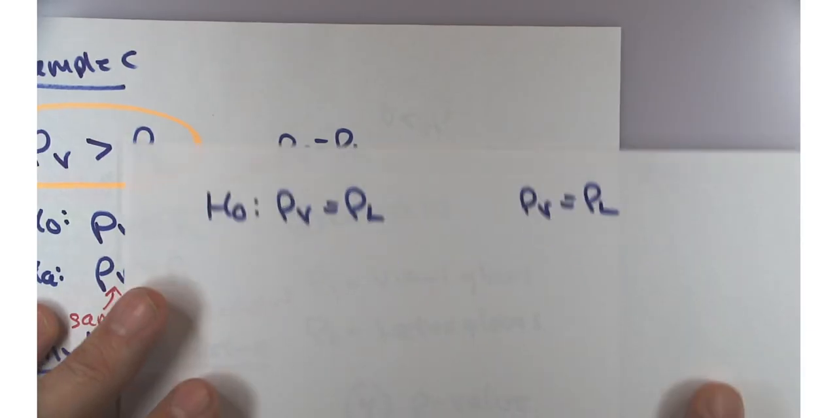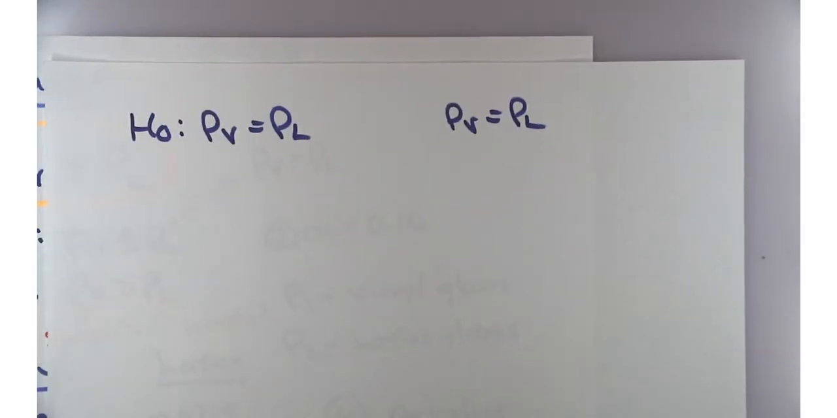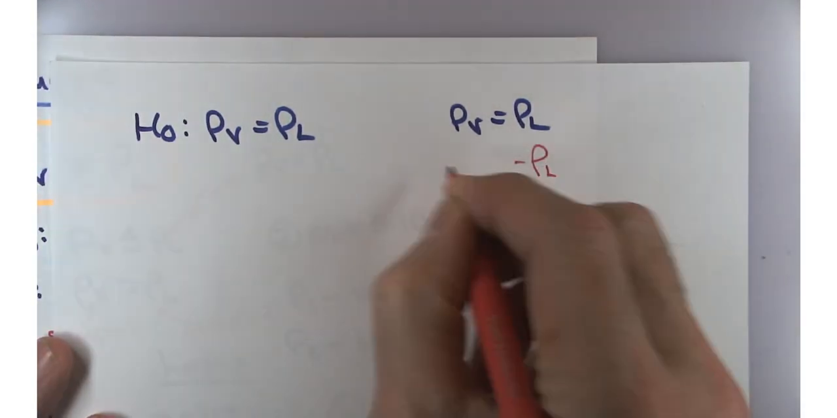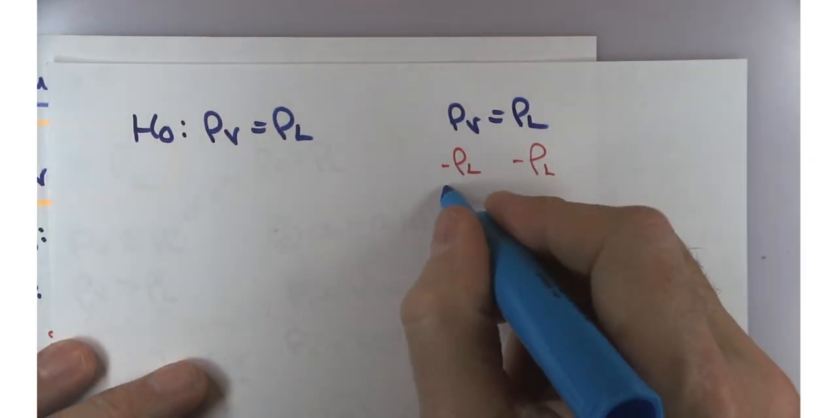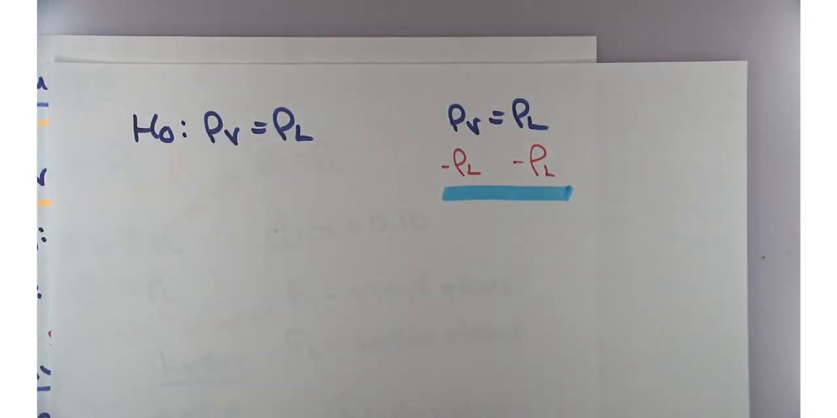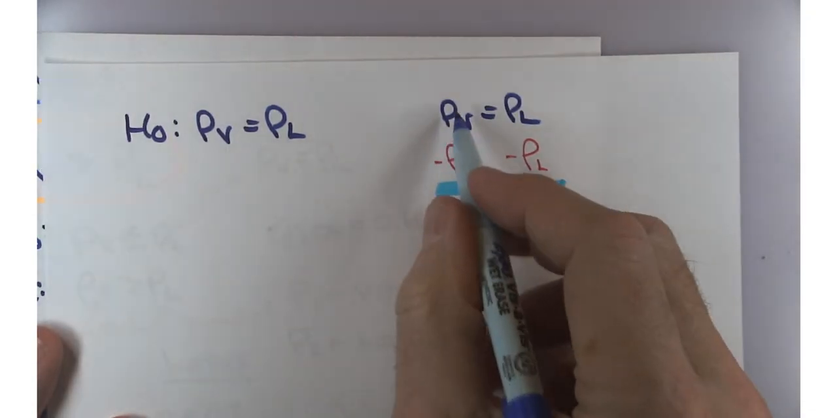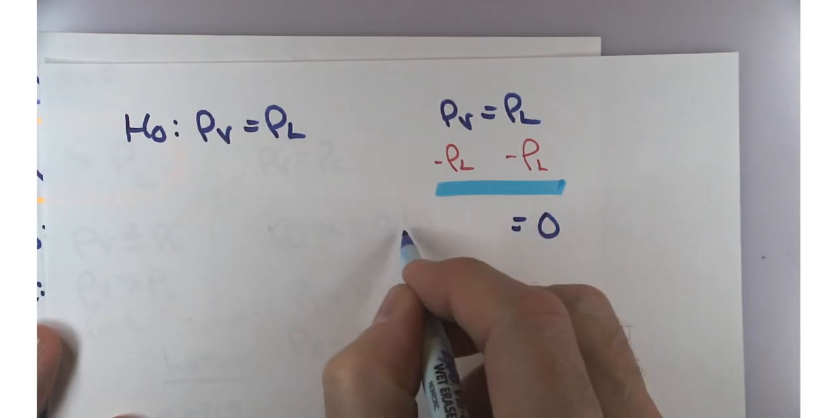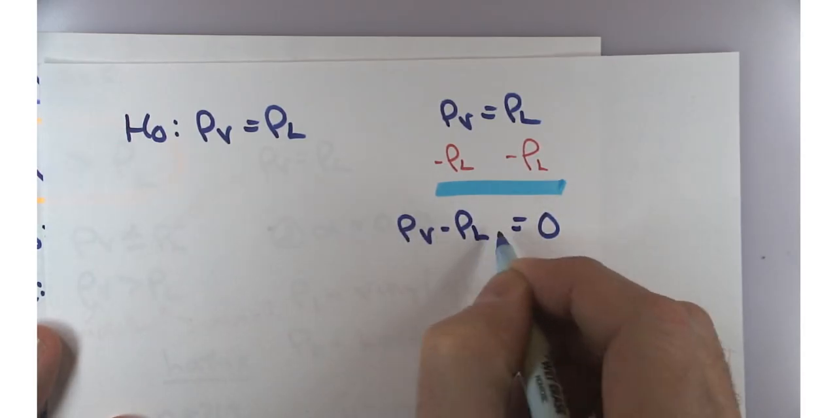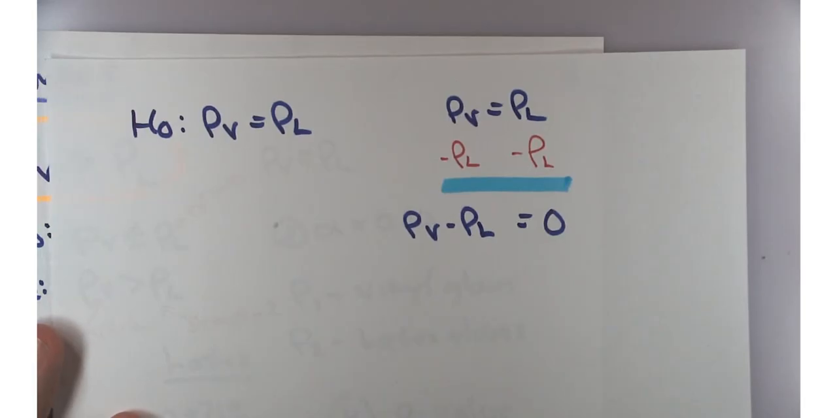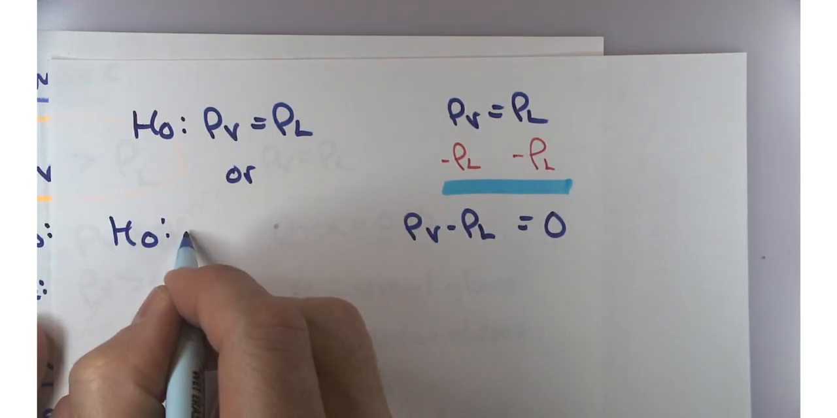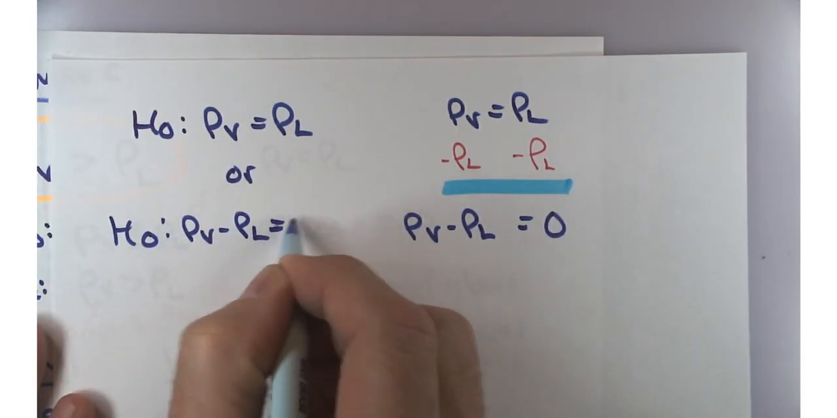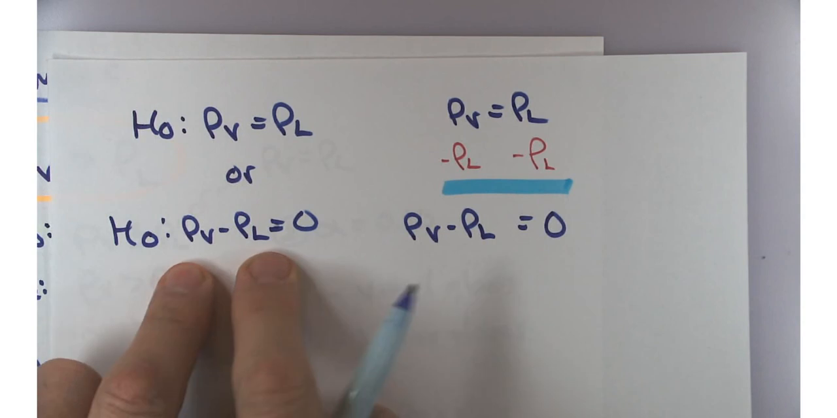If I was to subtract PL from both sides, what am I going to get on the right-hand side? 0, right? Now on the left-hand side, these aren't like terms, so I'm just going to get PV minus PL equals 0. So an equivalent way to write this null hypothesis is that PV minus P sub L equals 0. If the difference is 0, then those two things have to be equal.